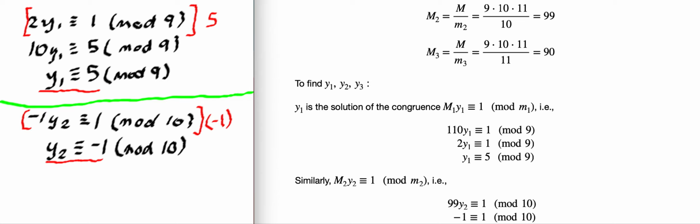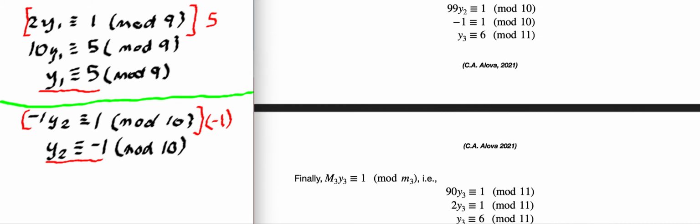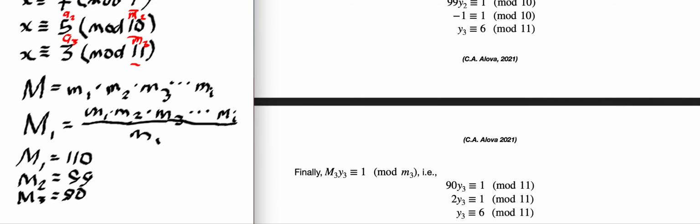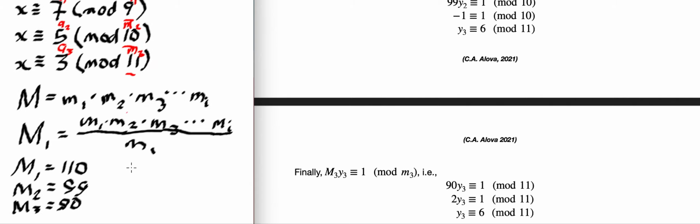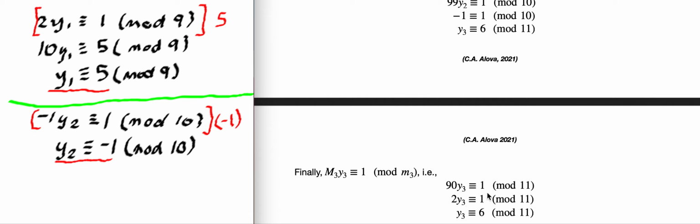Now let's move on to y sub 3. Sorry for this, it's a typo. Let's move on here. So for our y sub 3, don't mind this, that's a typo. We want to have big M sub 3, y sub 3 is congruent to 1 mod small m sub 3. Our big M sub 3 is 90. We can see it here. Our small m sub 3 is 11. So hence, we have that equation there: 90 y sub 3 is congruent to 1 mod 11.